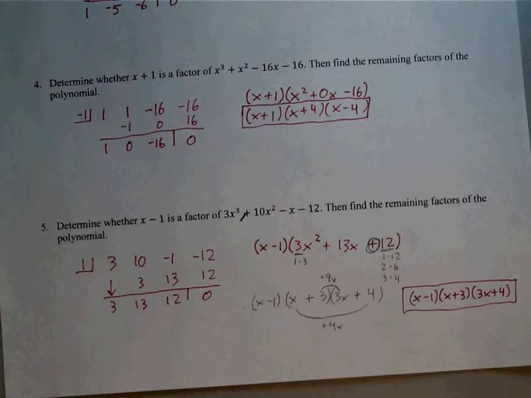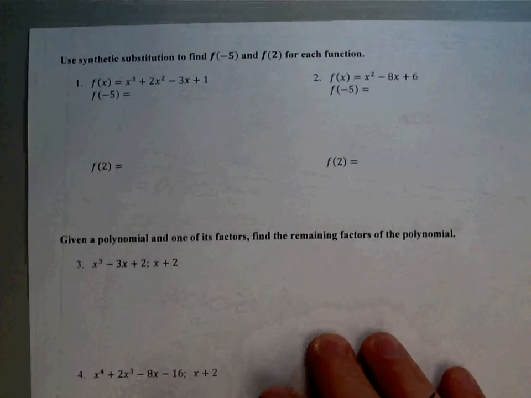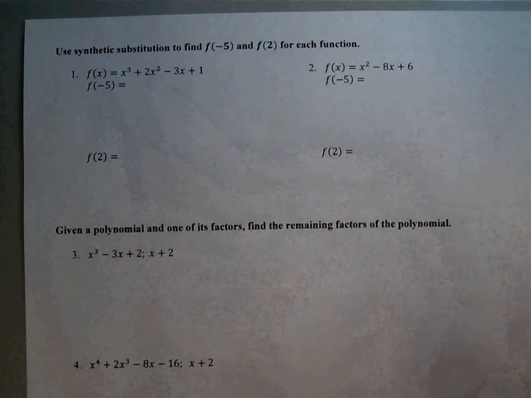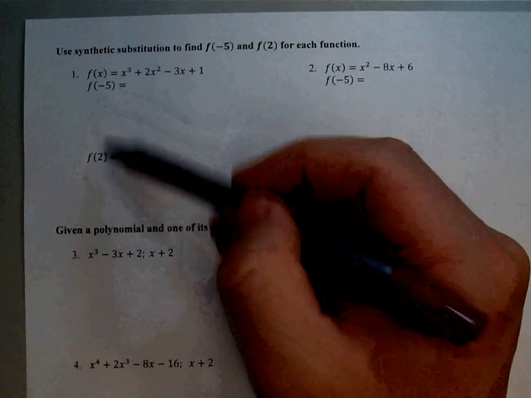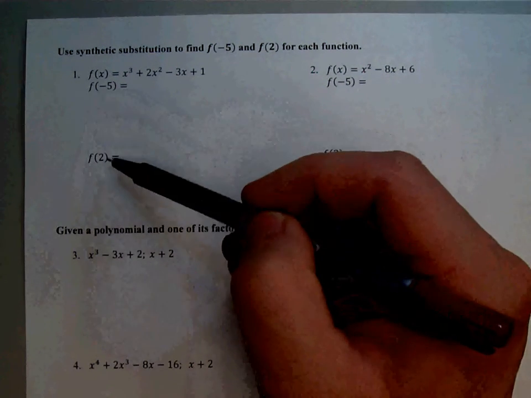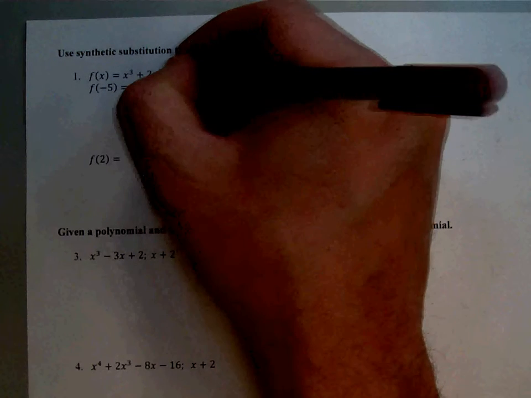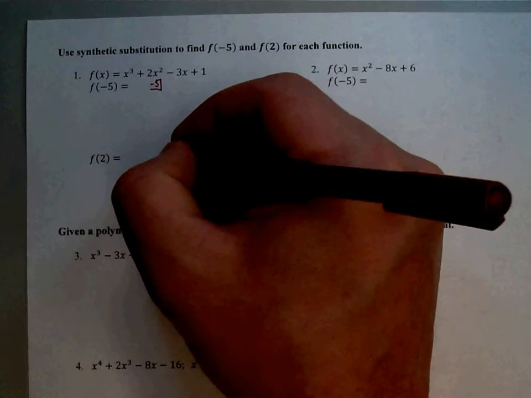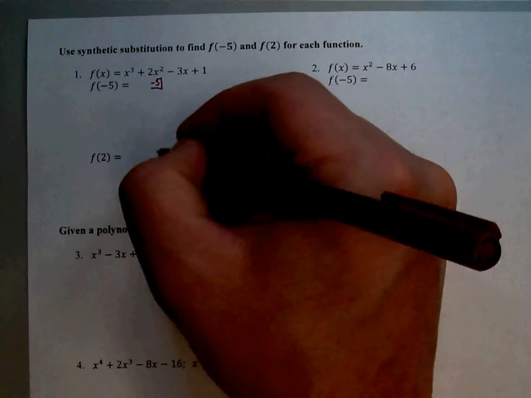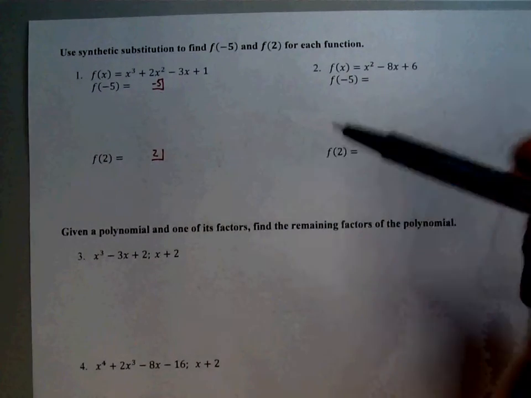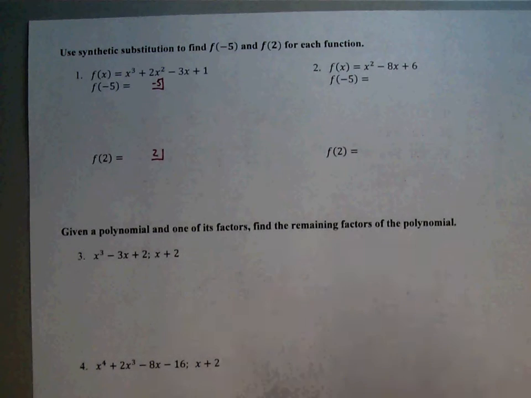Alright, so that's the end of the notes. I'm going to flip this over to the back page and point out a couple of things to you. On 1 and 2, this is where you do that synthetic substitution like we did in the first two problems. I'm asking you to do two things, though. Find f of negative 5 and find f of 2. So remember on this one, you're going to put negative 5 in the box for synthetic division, and you're going to put 2 in the box, and go ahead and do the problems, and you only want the remainder. The remainder is your answer. That's what you'll do for 1 and 2.